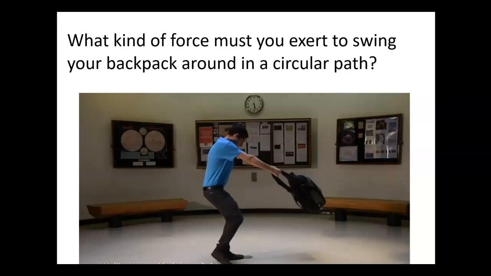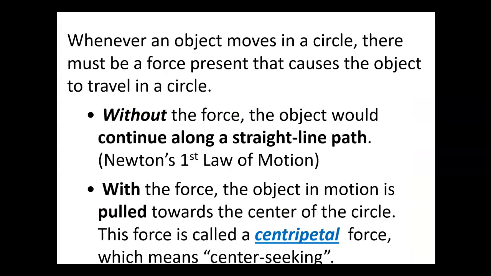So think about something that's moving in a circle. For example, this man is holding his backpack and swinging it in a circular path. What kind of force would he have to exert to make that backpack move in a circle? Whenever something moves in a circle, there has to be a force that causes the object to move along that path. We know that if there were no force, the object would just move in a straight line path.